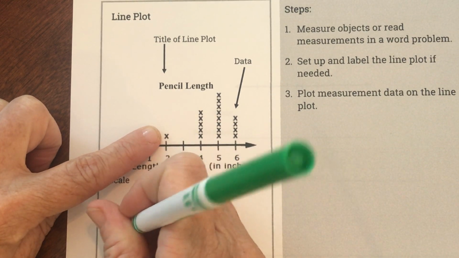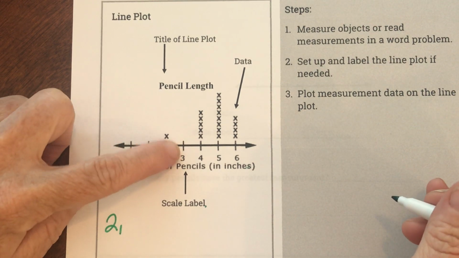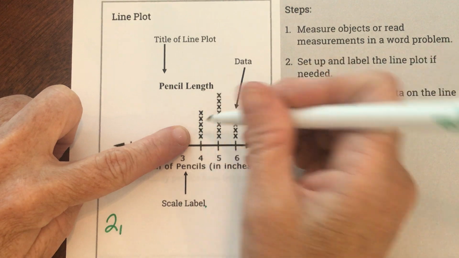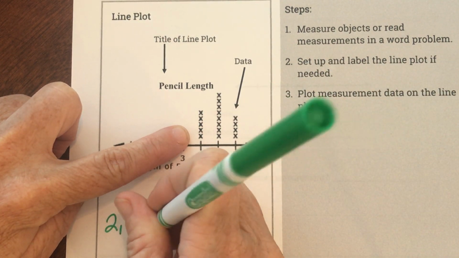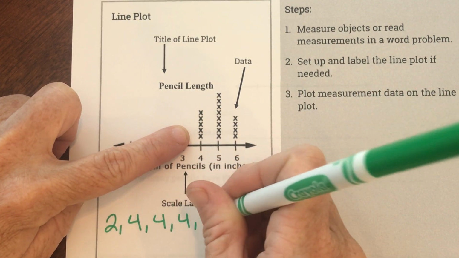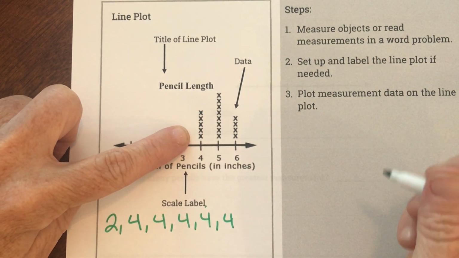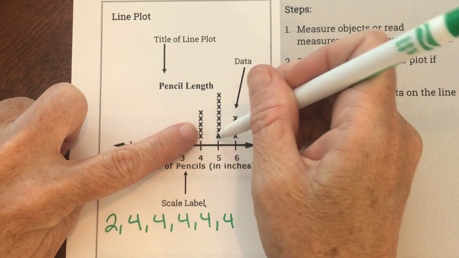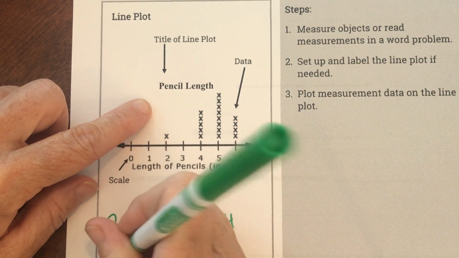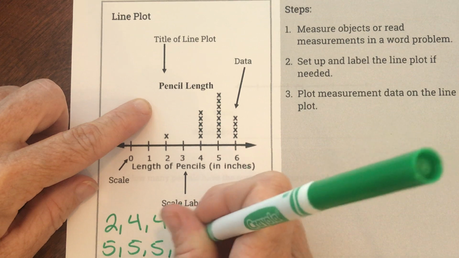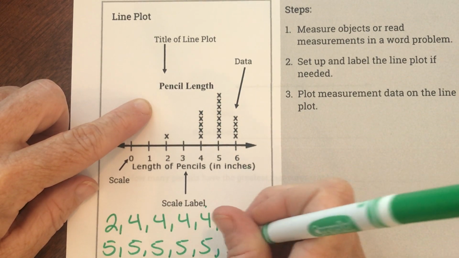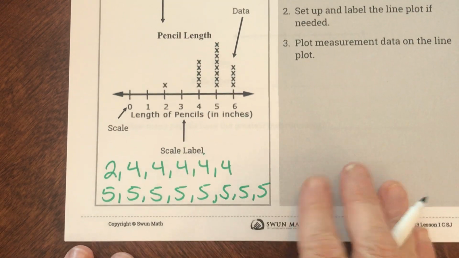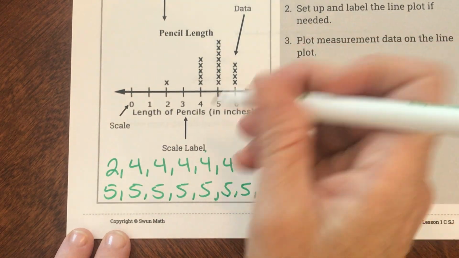there must have been 1, 2. There were no 3s, but there were 1, 2, 3, 4, 5 4s. There were 1, 2, 3, 4, 5, 6, 7, 8 5s. So there were 8 5s. And there were 1, 2, 3, 4 6s.